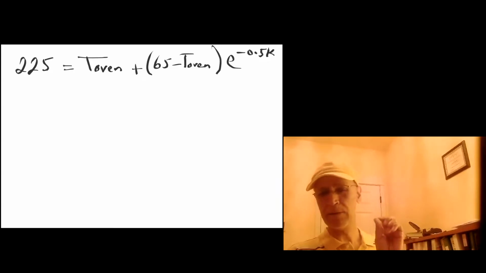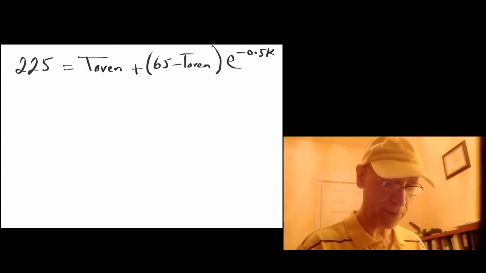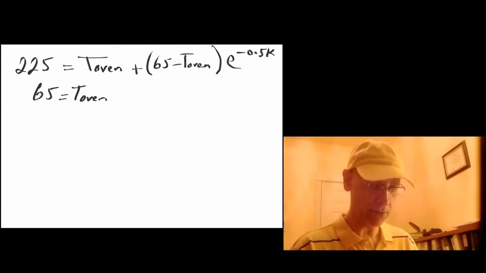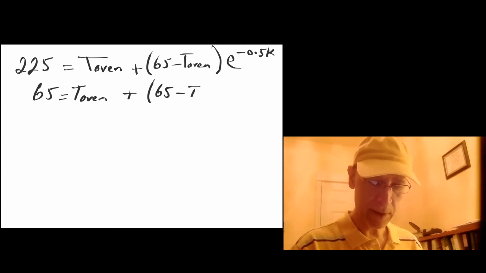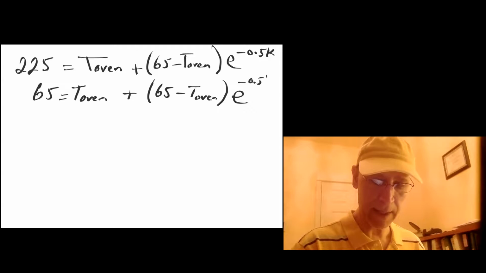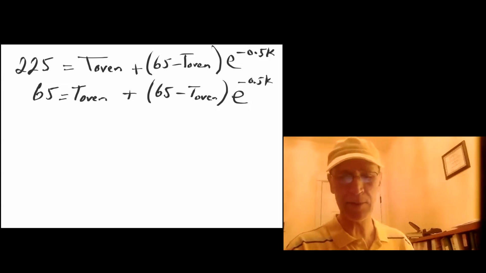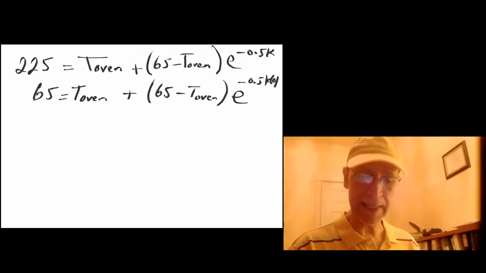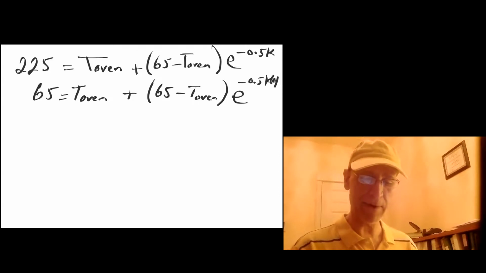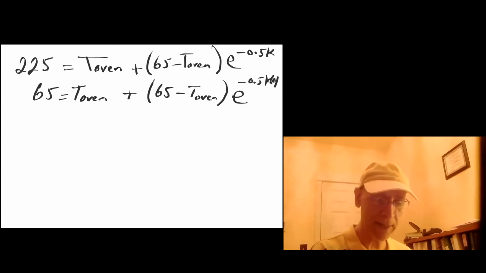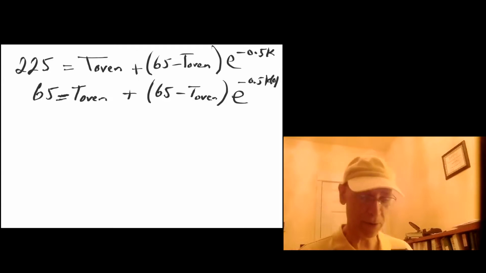Now remember that at time 0, the temperature of the thermometer is 65, which equals T of oven, which in this case doesn't really matter, plus 65 minus T of oven times e to the negative 0.5 k. And since this is time 0, notice that e to the power of 0 is 1. 1 times 65 minus T of oven is 65 minus T of oven. So the left-hand side indeed equals the right-hand side.